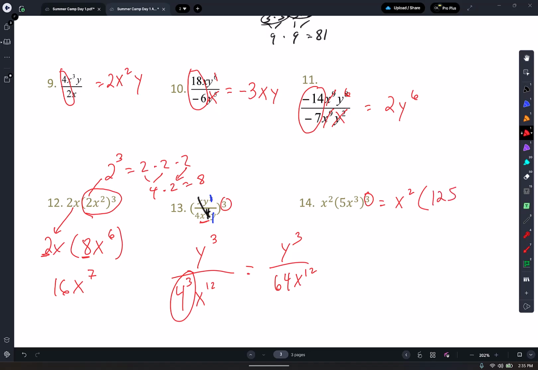All right, last one. Here's my x squared. Leave that alone. I'm going to raise that 5 to the third power first. 5 times 5 is 25. And 25 times 5 is, I don't know. Whenever I hear 25 times 5, I think of quarters. If I have 5 quarters, what do I have? $1.25, so 125.